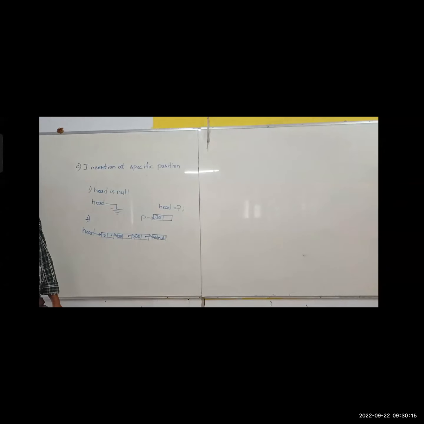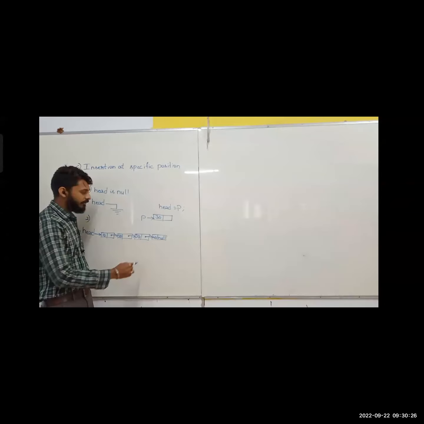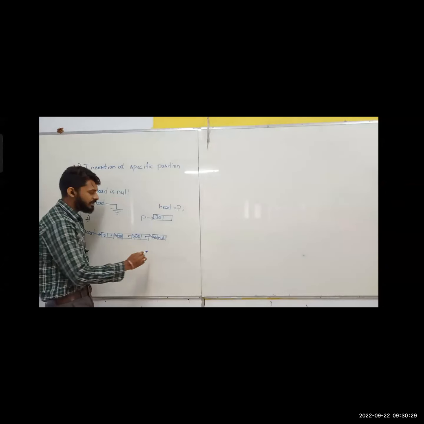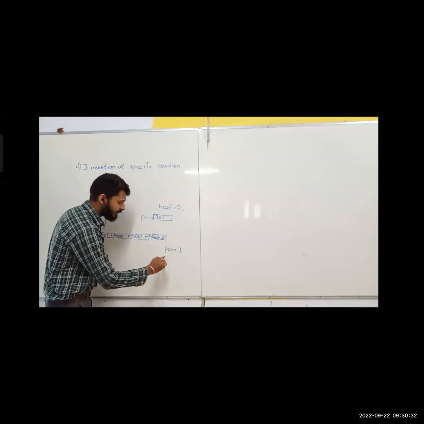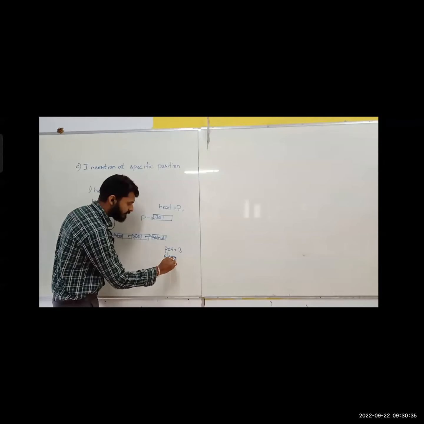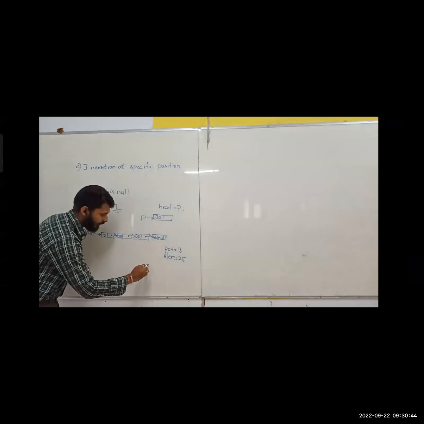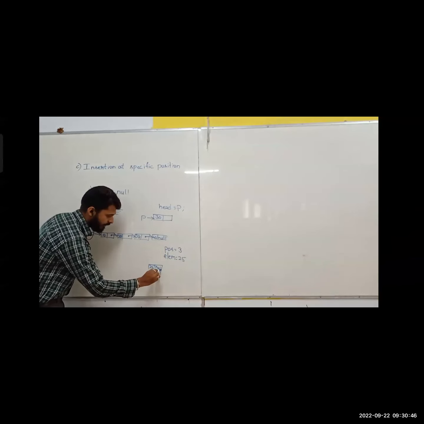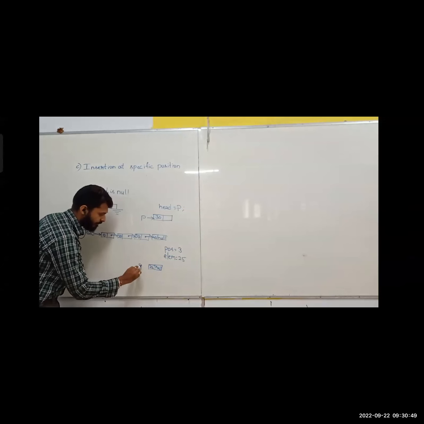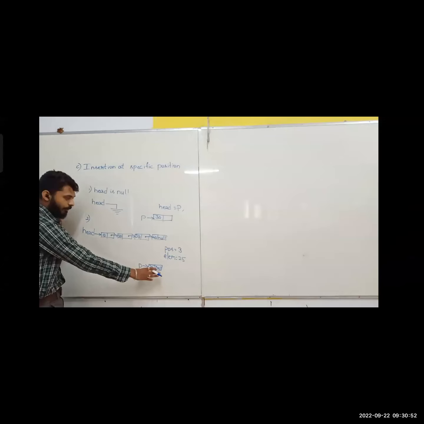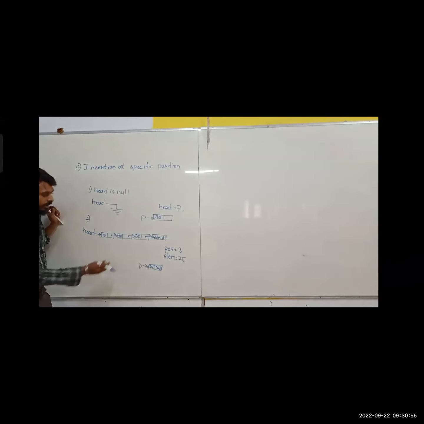Okay. What is the second option? I will ask the user in which position you want your new element. Say suppose the user tells 3, and I will also ask the element as 25. Now I'll create one node like this, here 25, here null, and this will be your P. And this P should be placed in the third position. Here I want to place it.